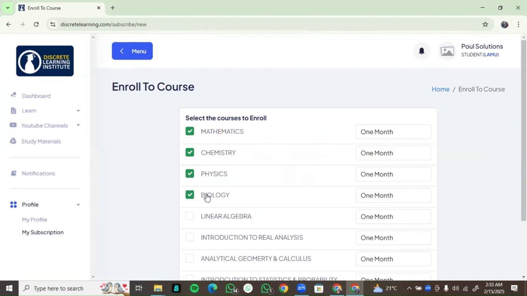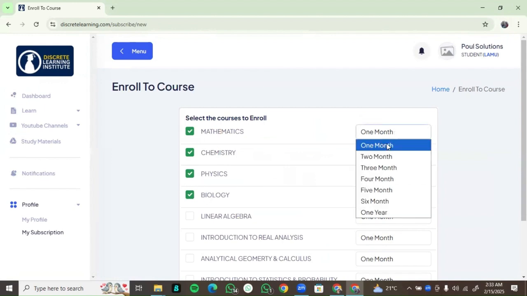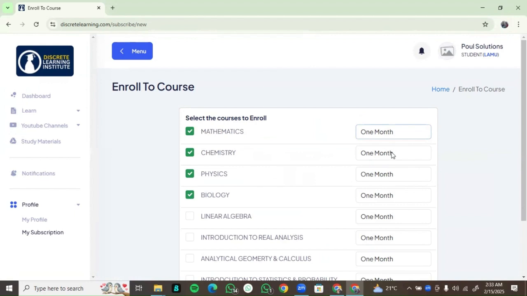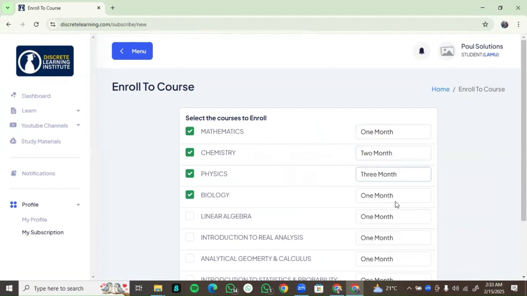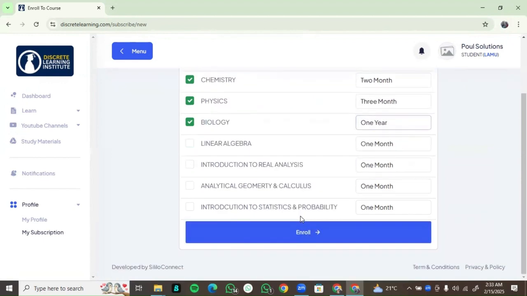Okay, so you mark the courses that you want, and then here you choose the period. So it can be you want to pay for 1 month, or you want to pay for 2 months. For chemistry, you can put 2 months. Physics, you want to pay for 3 months, you can put there. Biology, you want to pay for the 1 year, okay, you can put there. You can pay in advance. Okay, so once you're done, you scroll down here, and then you're going to find this button that says enroll.